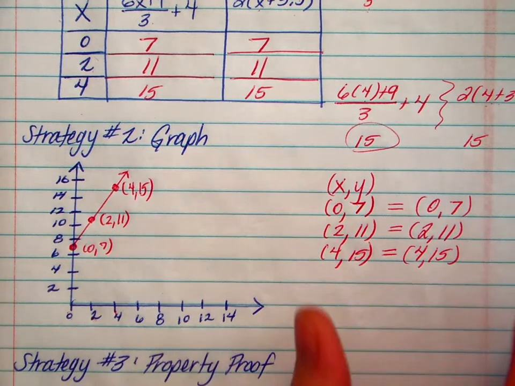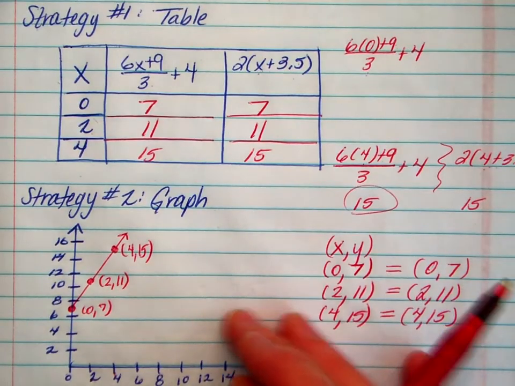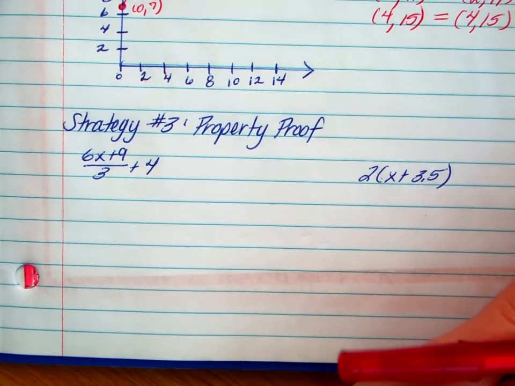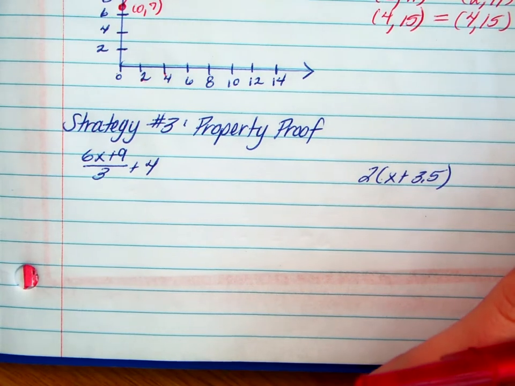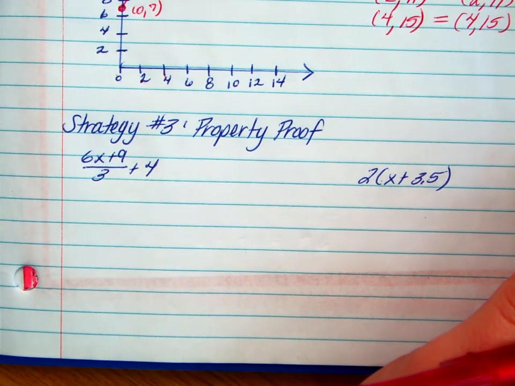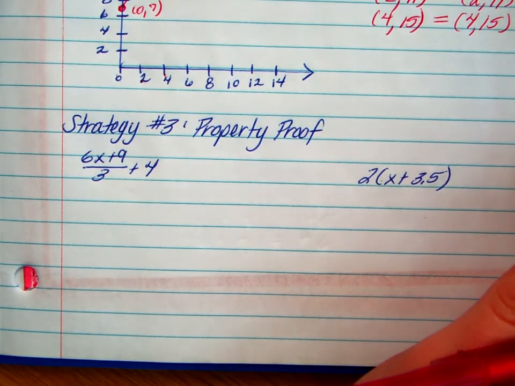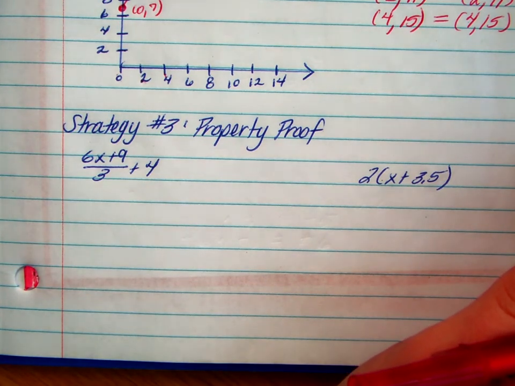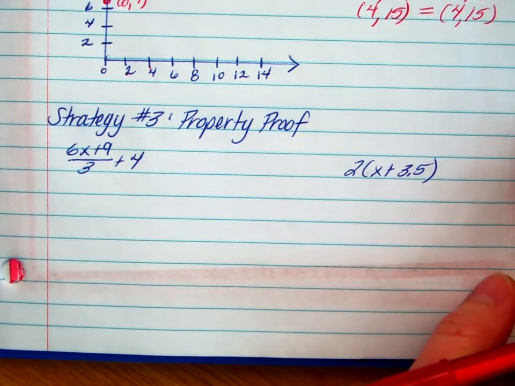All right, so now you've seen table, graph, and the last thing we're going to do is a property proof. That may not be the official name, but what I'm trying to get at is I'm going to simplify each expression. And as I simplify each expression, I'm going to tell you which property allowed me to do that step. And hopefully in the end, we'll get two equivalent expressions that have simplified to the exact same thing. That's what we're hoping for.